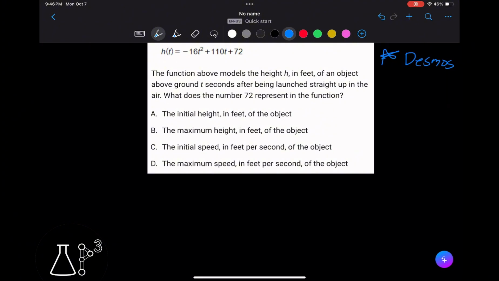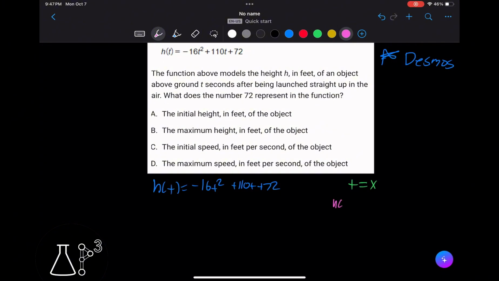So we have the function h of t equals -16t squared plus 110t plus 72. So I'm going to rewrite it at the bottom. So h of t equals -16t squared plus 110t plus 72. So before I do anything right now, let's make one thing clear. t is x, so t equals x, and then h of t equals y.